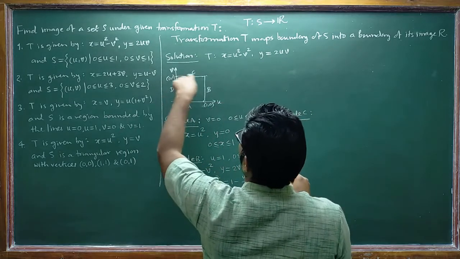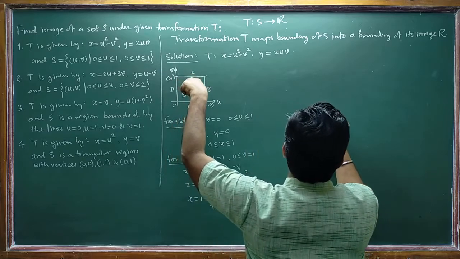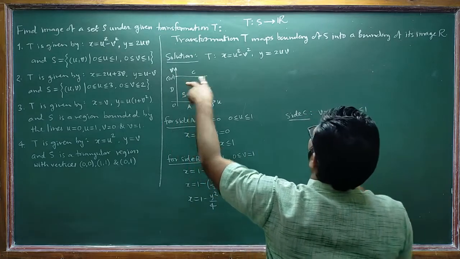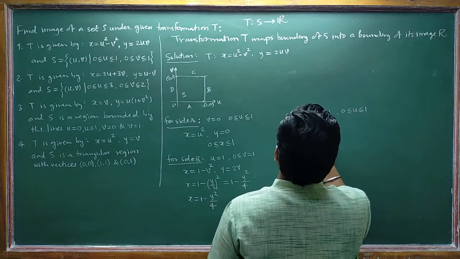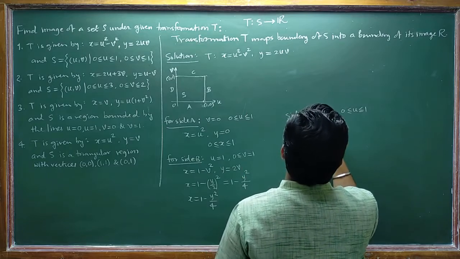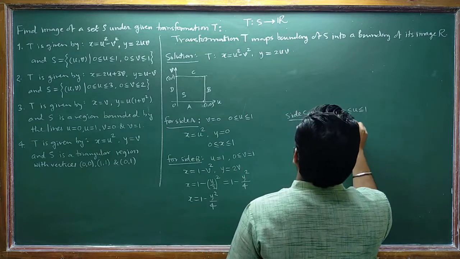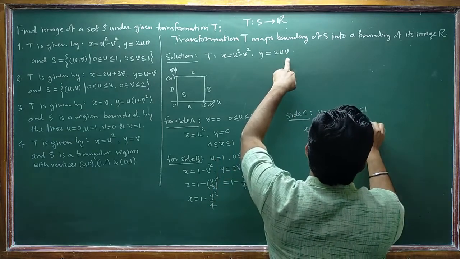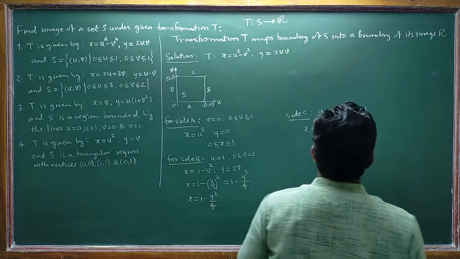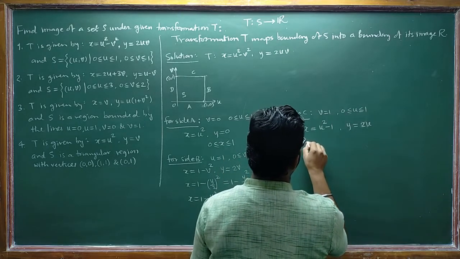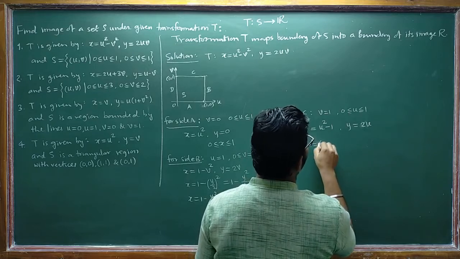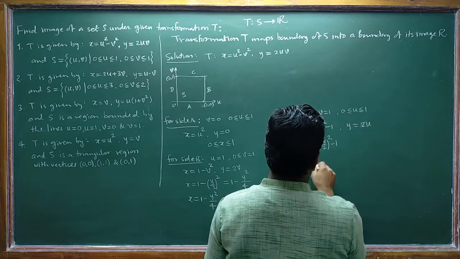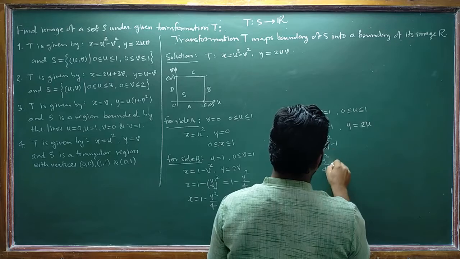What happens to side C? Side C is the equation v equal to 1, and for this side u varies from 0 to 1. x is u square minus v square, v is 1, and y is 2 times uv, so it is 2 times u. Eliminating u from these two equations, u is y by 2, so we get x is y square by 4 minus 1.